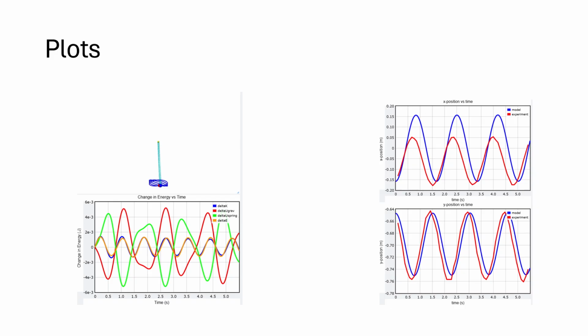And then to the right, you see the x position over time for the model and then the experiment. And we see some variance in this case. But on the bottom, when it's the y position over time, they pretty much line up for the most part.